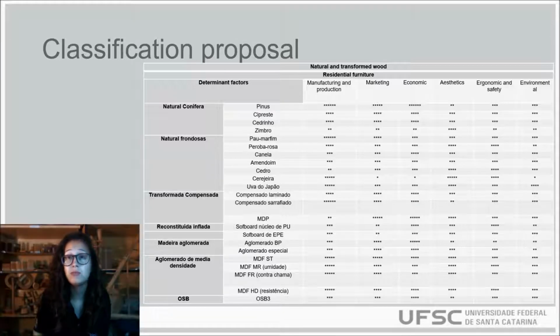Here we have one of the tables. This one is for natural and transformed wood for residential furniture, and they relate the determinant factors that I said before with types of wood like pine, cypress, canela, and others.